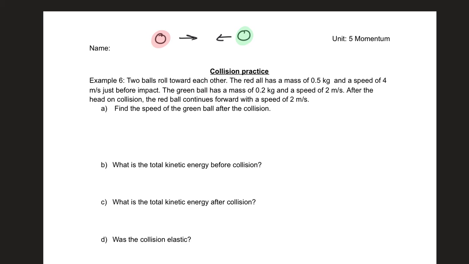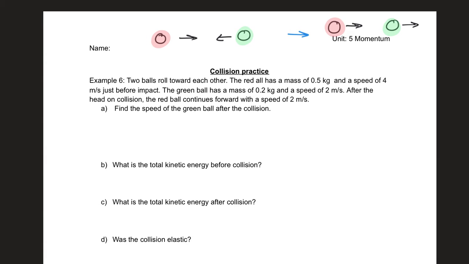And then whenever they collide, the red one still keeps moving forward. So since the red one still keeps moving forward, it's like this. And the green one is going to move that way because they collide. And the green one obviously bounces back, but the red one keeps moving forward. So we're just going to draw this right here.